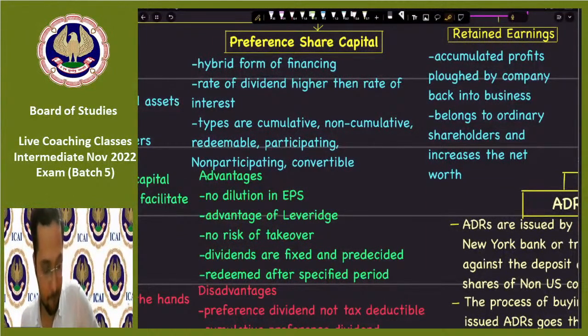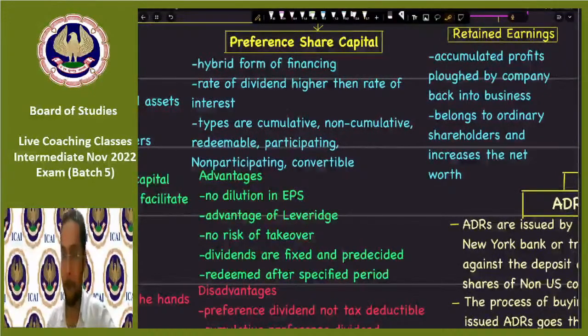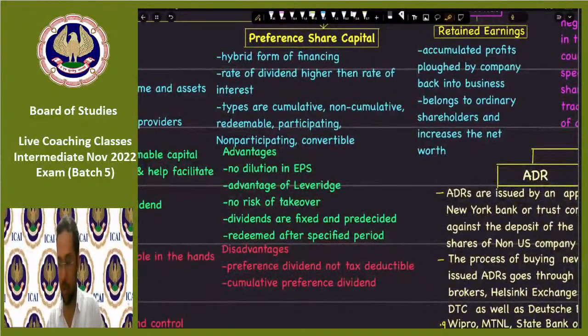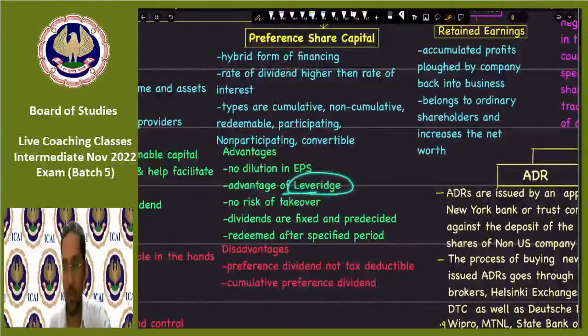Yep. Fine. Some of the advantages that we have: there is no dilution in the EPS, because as you issue the preference share, you need to pay a fixed amount of dividend. There is no dilution in EPS. There is this advantage of leverage. What is this advantage of leverage?